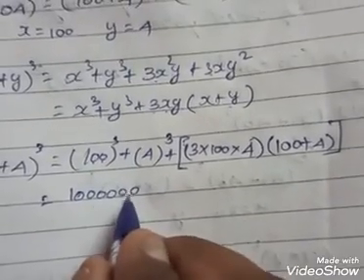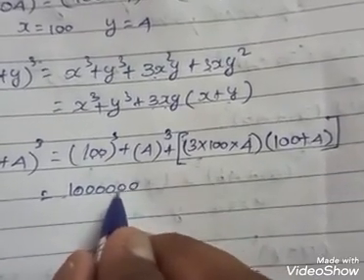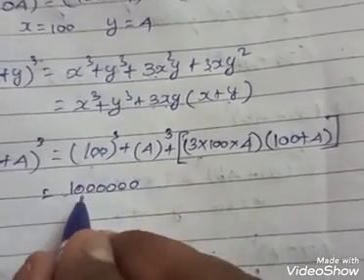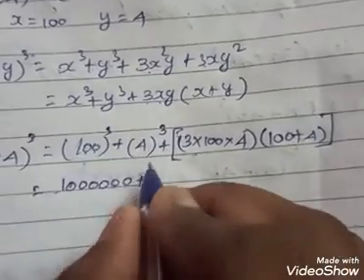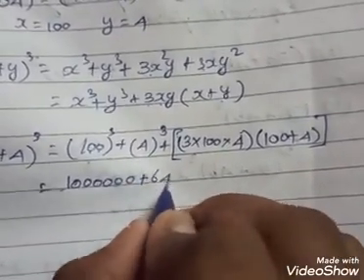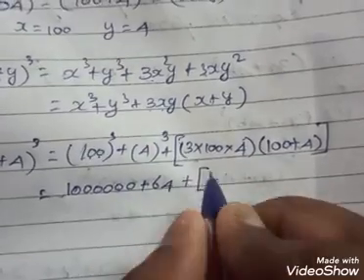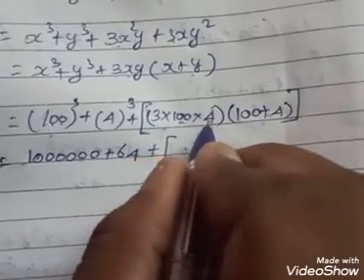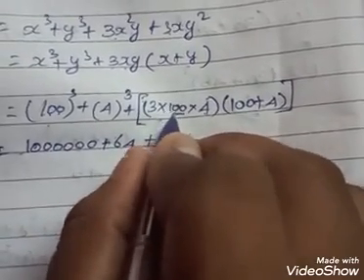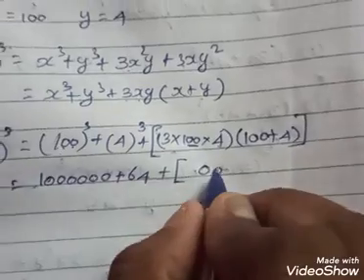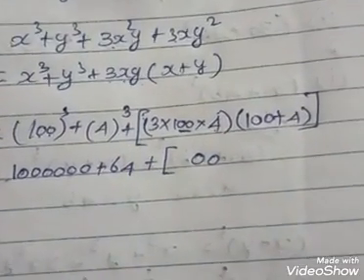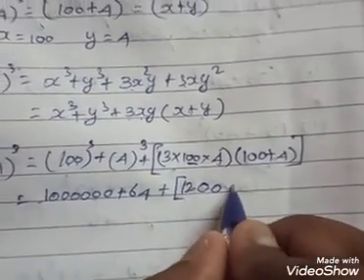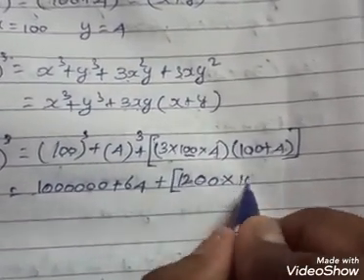Now you see, what is this? Ones, tens, hundreds, thousands, ten thousands, lakhs, 10 lakhs. So 100 cubed gives 10 lakh. Plus 4 cube, you know the value, 64. Plus 3 into 100, which is 300, into 4. Now you multiply the numbers: 3 ones are 3, 3 fours are 12. So you get 1200 into 100 plus 4, that is 104.